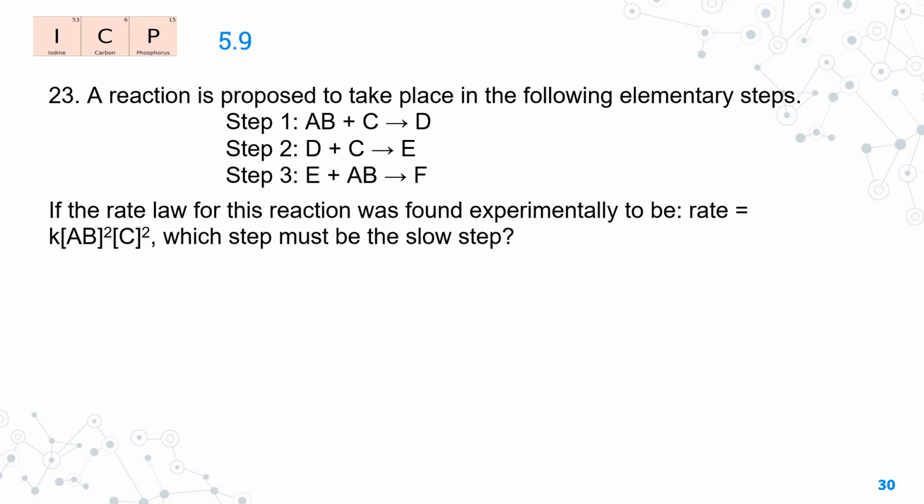All right, so number 23. We are looking at a reaction proposed to take place in the following elementary steps. If the rate law for this reaction is found experimentally to be rate equals K, AB to the second power, C to the second power, what must be the slow step in this reaction?